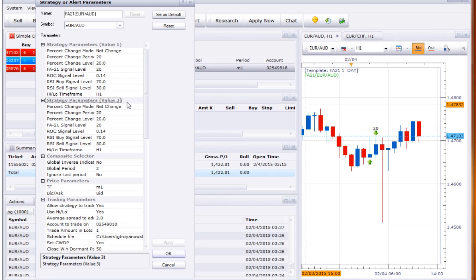A value 3 setting in the scheduler file will indicate that if the parameter settings are met, FA21 will not execute a trade in the direction of the price trend, but it will execute what we call a reverse trend. Let me go back to the scheduler file for just a second.